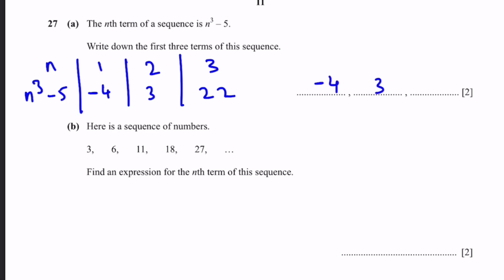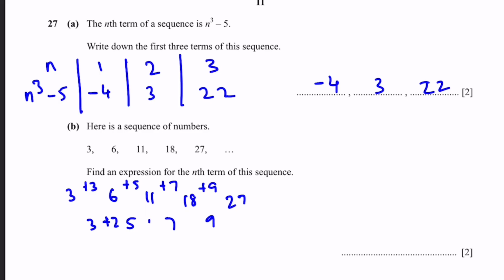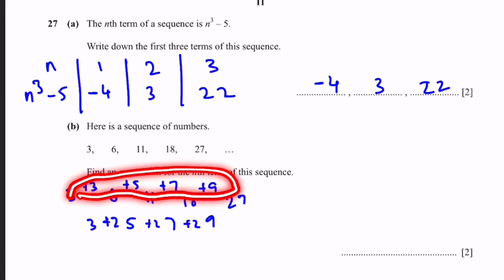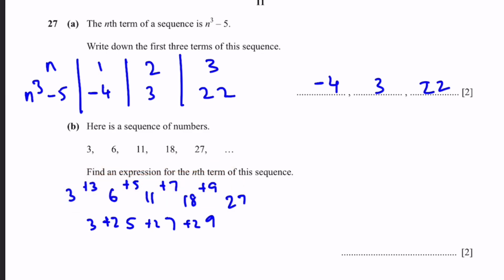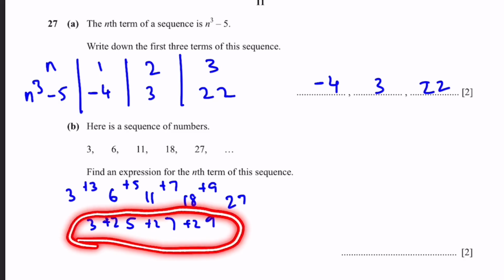So these are the first three terms: negative 4, 3, 22. Part B, here's a sequence of numbers. Find an expression for the nth term of the sequence. So first we find the common difference. 3 and then plus 3 is 6. And then plus 5 is 11. Plus 7 is 18. Plus 9 is 27. And then out of these, 3, 5, 7, 9, we just have to plus 2 for each of these. Because there are two layers, one is the first common difference, and then the second one, I hope you'll understand this, the common difference of the common differences.